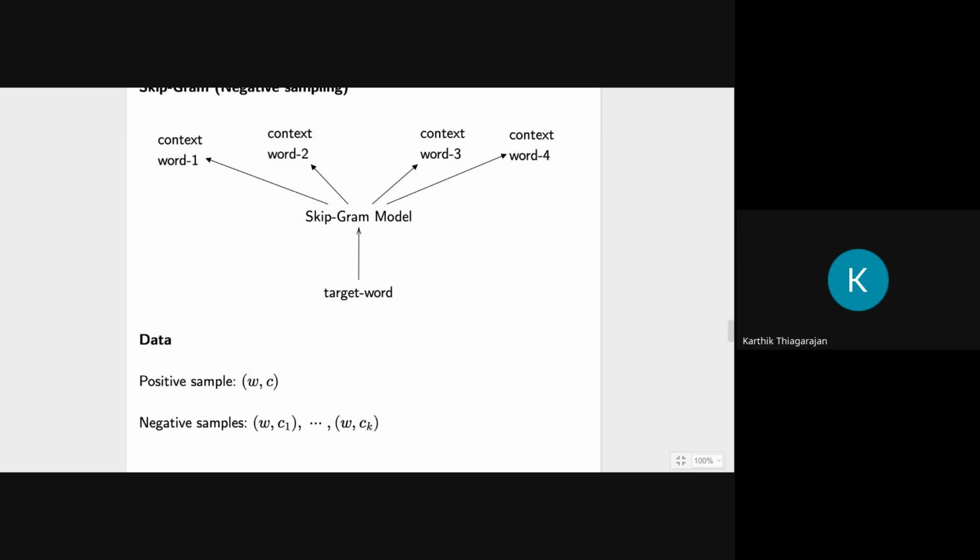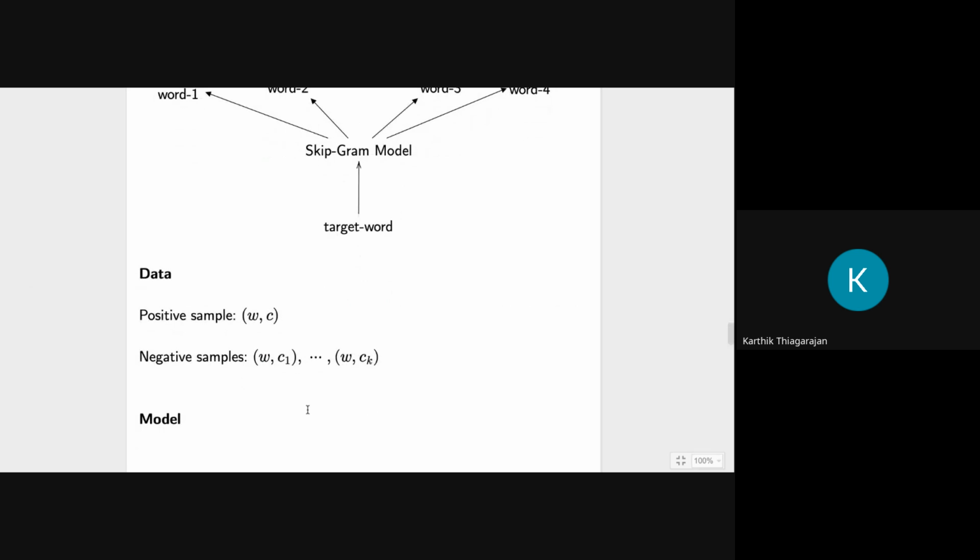Let me just repeat this. You have a target word W, and then you have 4 context words here. Each one will contribute to one positive sample. So let's take only one such sample, say the target word and context word 2. That is what I'm calling W comma C. Then you sample words from the corpus at random, and let's say you come up with k words which are not in the context of the target word. You're going to call them negative samples.